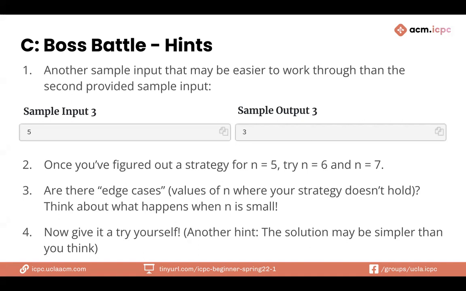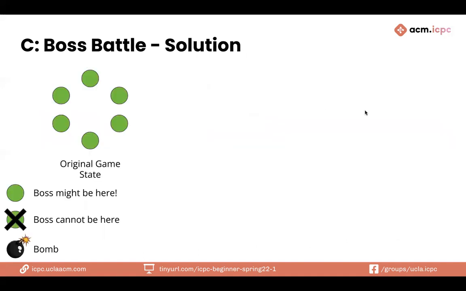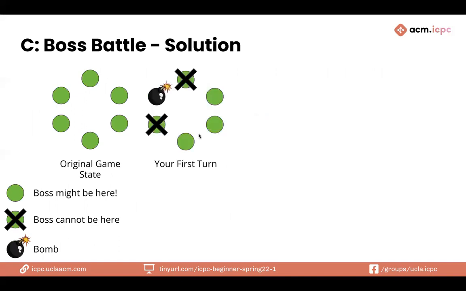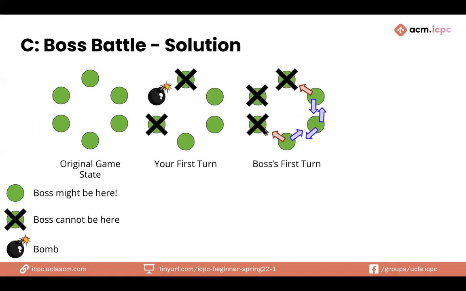Okay, great work. Now we're going to go through the way that we came about devising a solution for this problem. So we're going to walk through an example of n equals 6 just to highlight our ideology for this problem. So imagine that you're given an empty playing field, 6 pillars. You throw your first bomb at any position, so you throw it in the top left here. You eliminate those 3 positions on your first turn. Then on the boss's next turn, they could be in any of those 3 positions.